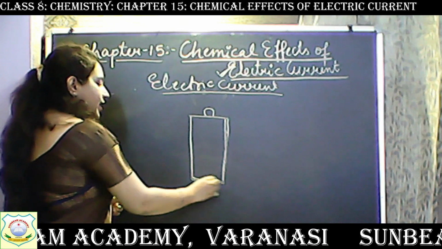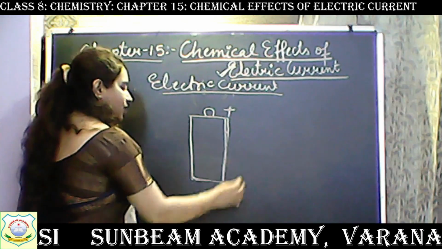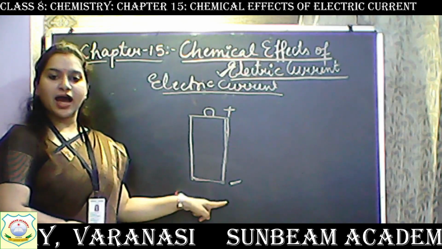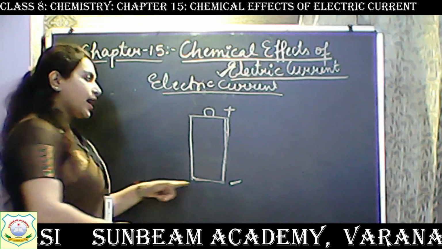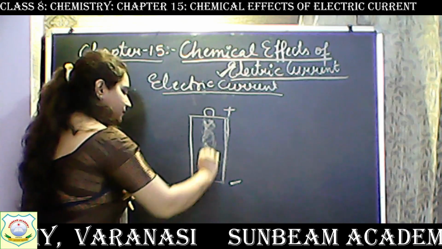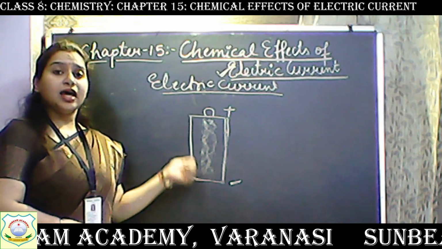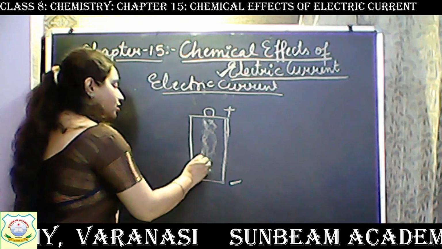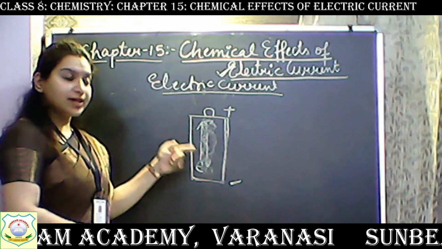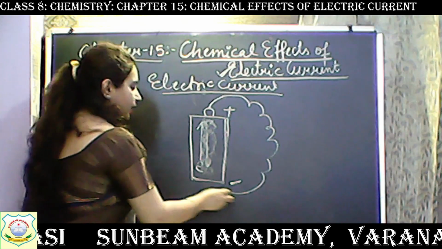You know that every cell has two charges, one positive and another negative. Two terminals are there and some chemical is present inside this cell, which is allowing the electron to flow, and hence it is producing the current when anything is connected to it.